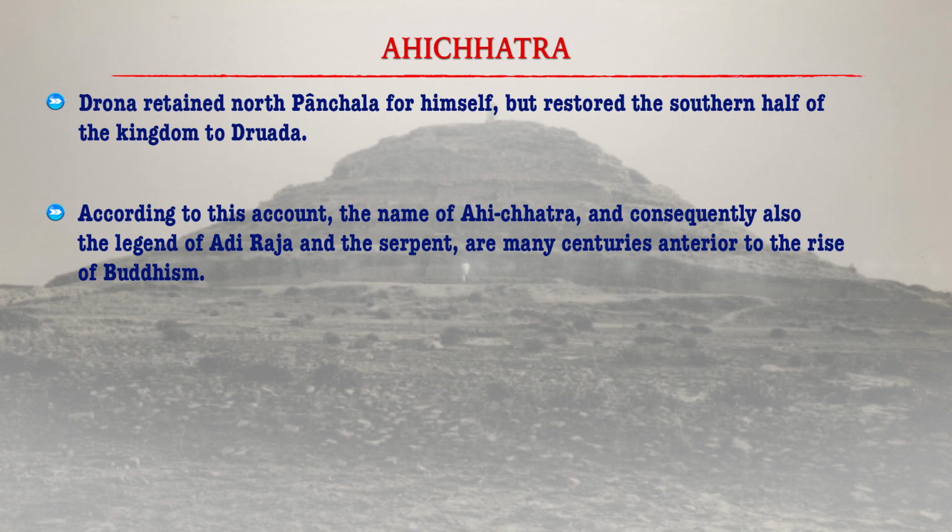According to this account, the name of Ahichatra and consequently also the legend of Adi Raj and the serpent are many centuries old, and undoubtedly this mythical story is related to the pre-Buddhist era. We have now a deserted archaeological site at Ahichatra, which is known for PGW, painted grey ware pottery. In the Middle Gangetic Plain, we have several very important cities.